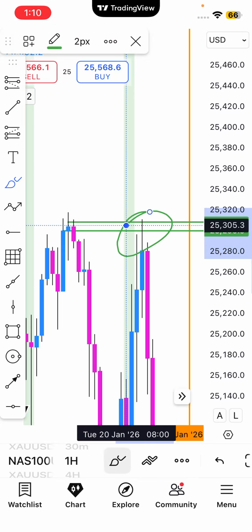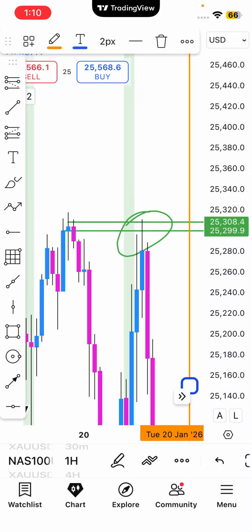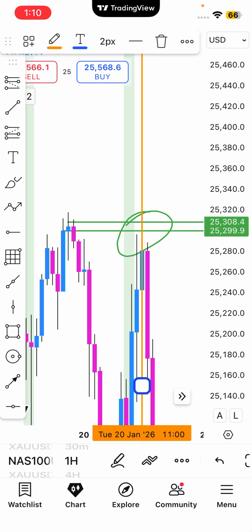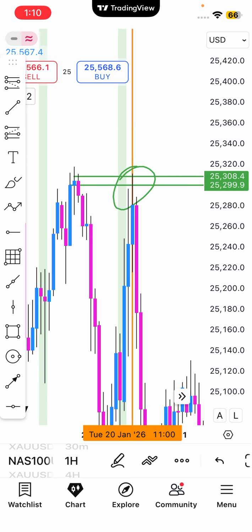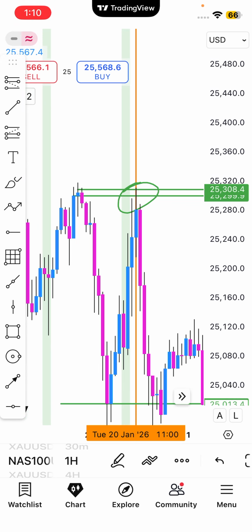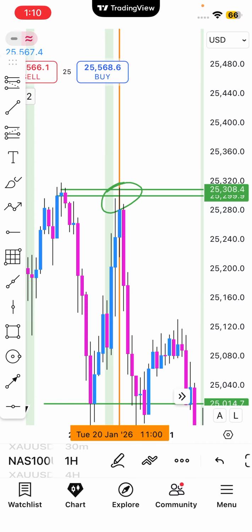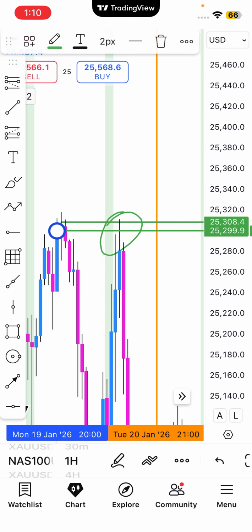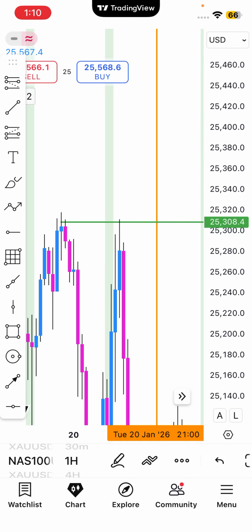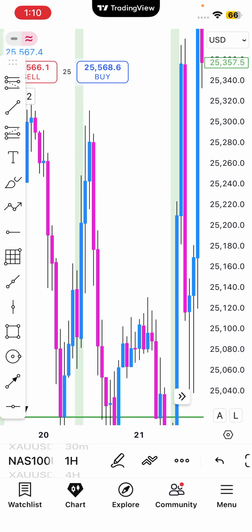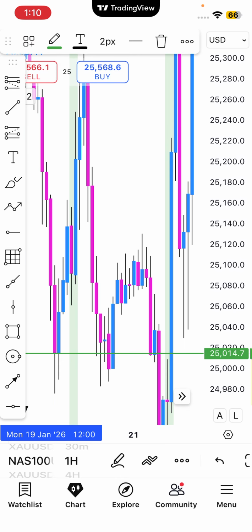But if you look at the session time, it was outside of session. So for me personally, I only trade till 10. This was at 11 o'clock, so there was no trade on Tuesday because that was outside of session time. So me personally, I would have never taken that anyways. But I'm just showing you how you use direction and then you look for setups in that direction, right?